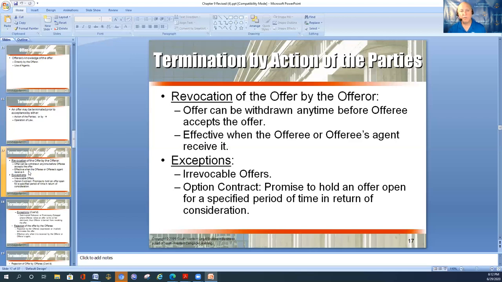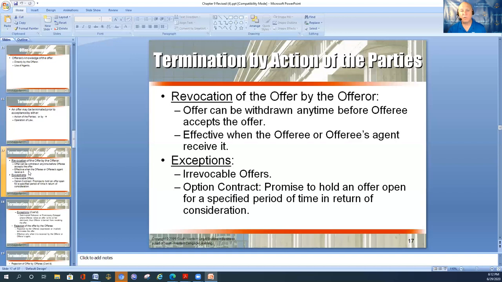If you tell me you want to sell me your car for $5,000 and I say, nope, that's too much. And then I try tomorrow to accept that offer, you are free to tell me no, because I rejected your offer. And when I rejected it, it terminated it. It died.